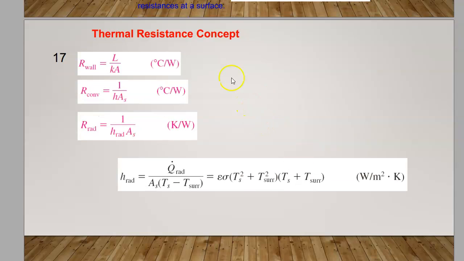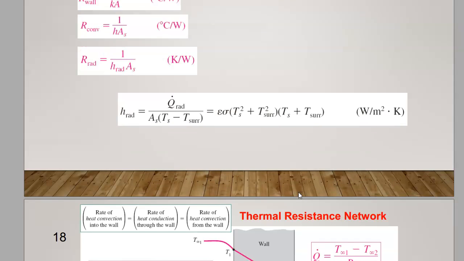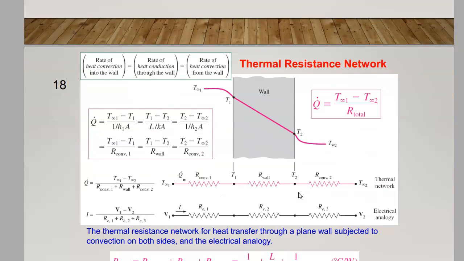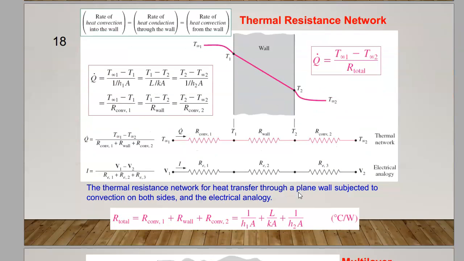So the thermal resistances: what is R wall? R wall is equal to L over kA, R convection is equal to 1 over hAs, and R radiation is equal to 1 over h radiation As, where h radiation is equal to this one. It's a very long formula. If the question is there, I will quote the formula there, so you don't need to remember the long formula. But this is open book, right? I don't know whether it's open book or not, but let's see.